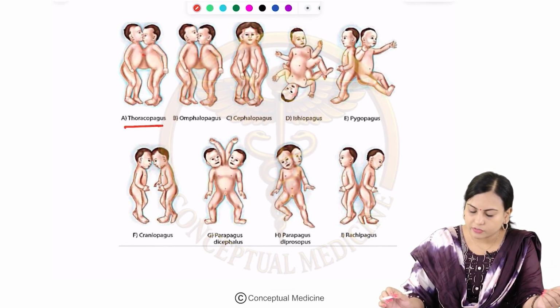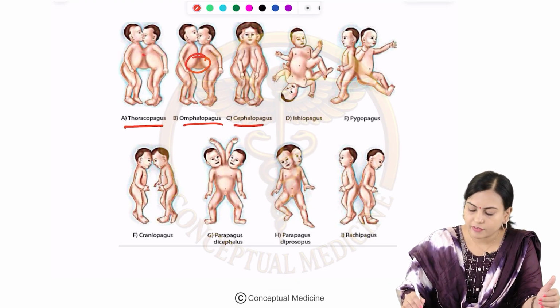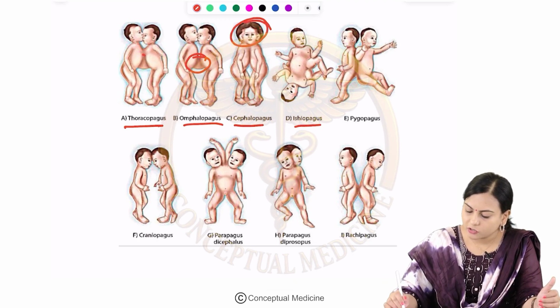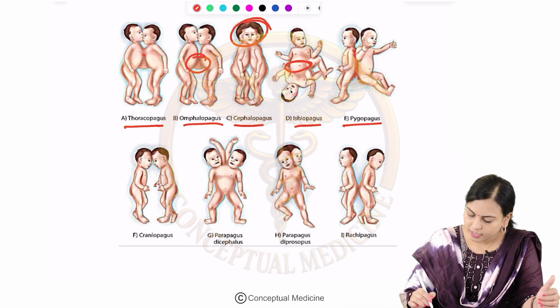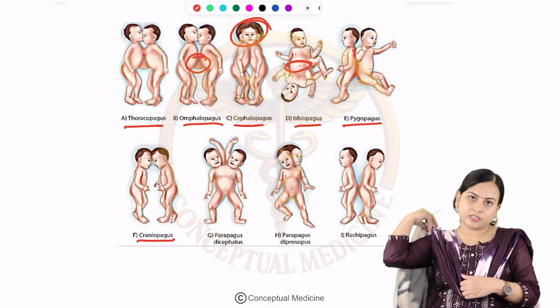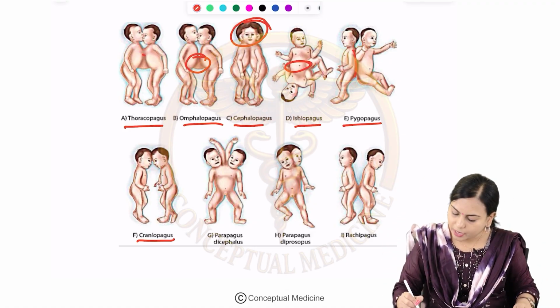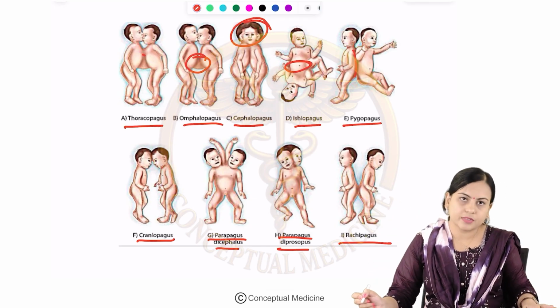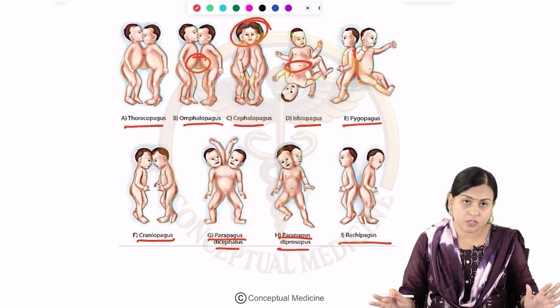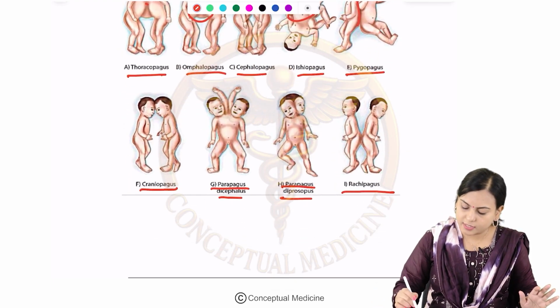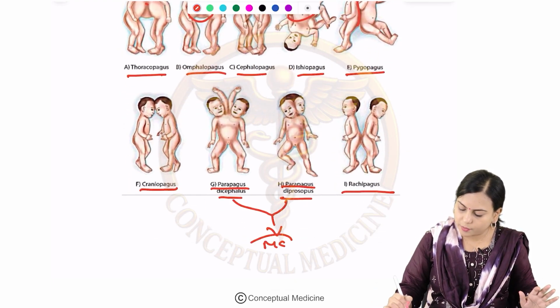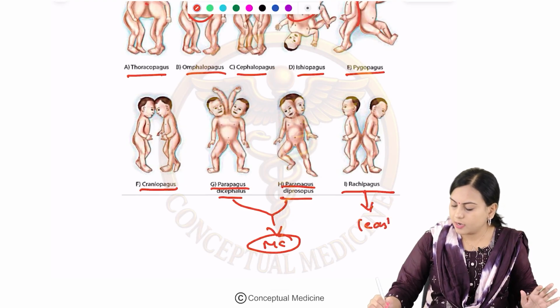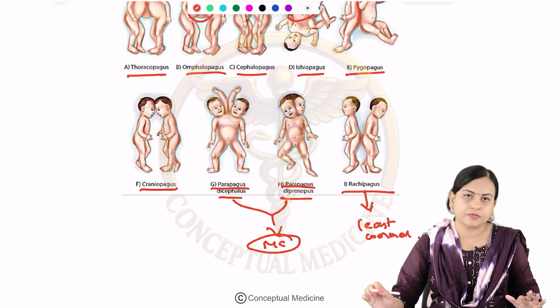Thoracophagus, where they are joined at the level of the thorax, and omphalophagus, where there is a joining at the level of the umbilicus, then cephalophagus, joining at the level of the head, then ischiophagus at the level of the ischium, pyophagus, where they are attached at the torso, then craniophagus, where they are facing away from each other and only the head is attached. Then you have parapagus dicephalus and parapagus dipus also, and also rachipagus. Clear? Now, the most common type of conjoined twin is parapagus, whereas rachipagus is the least common type of conjoined twins.